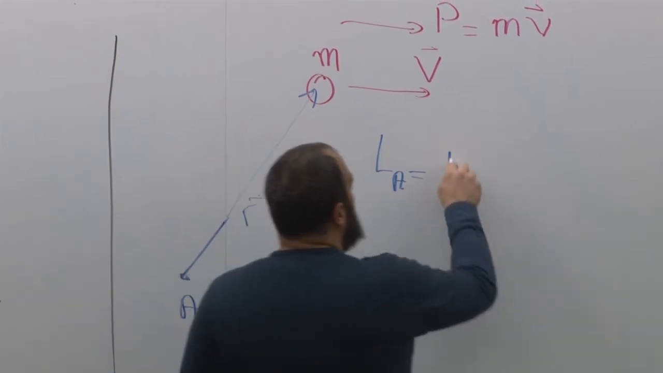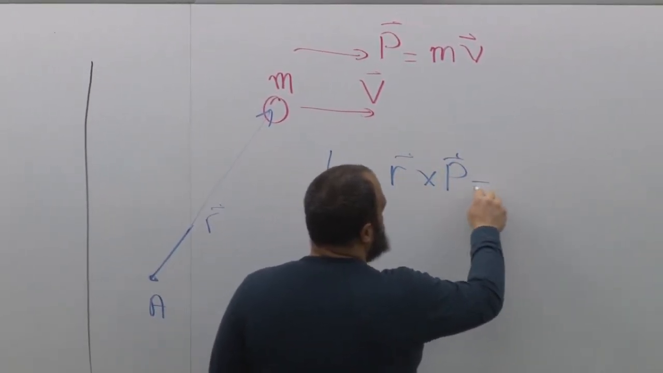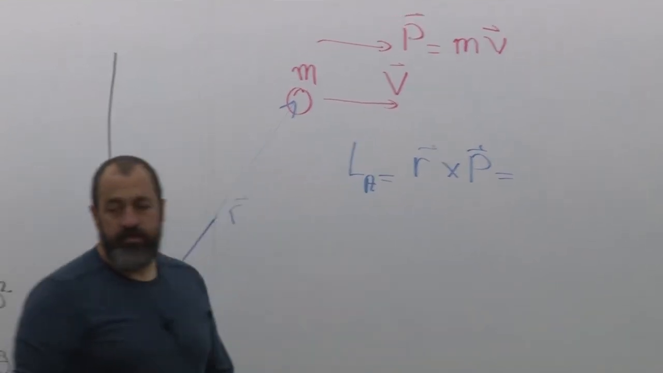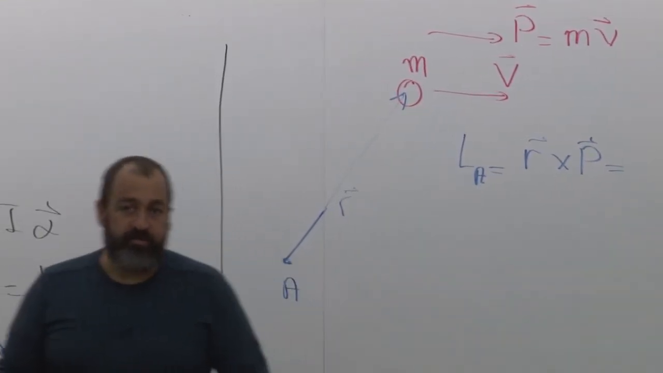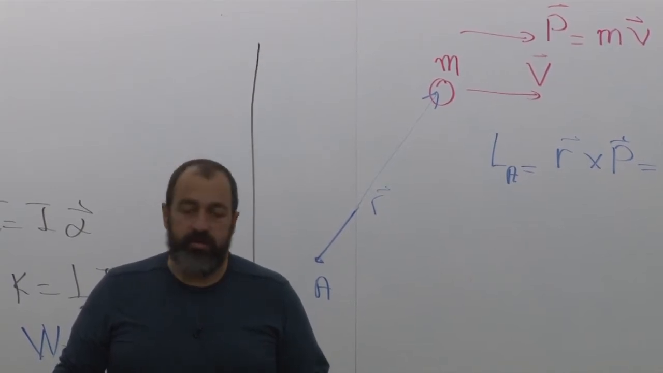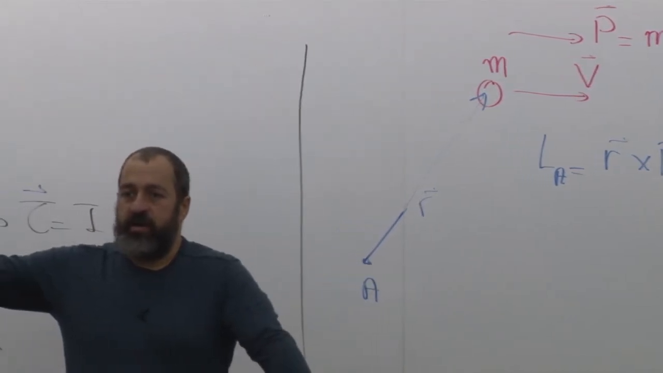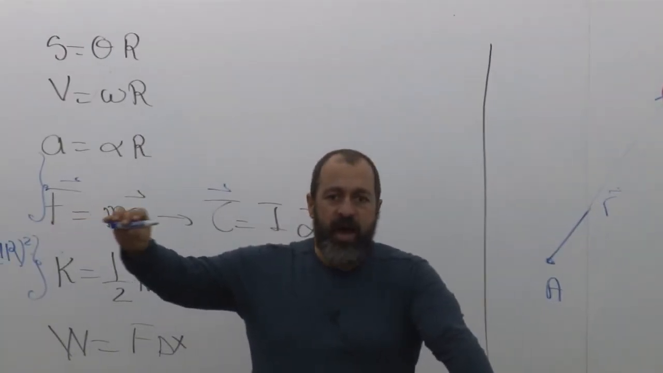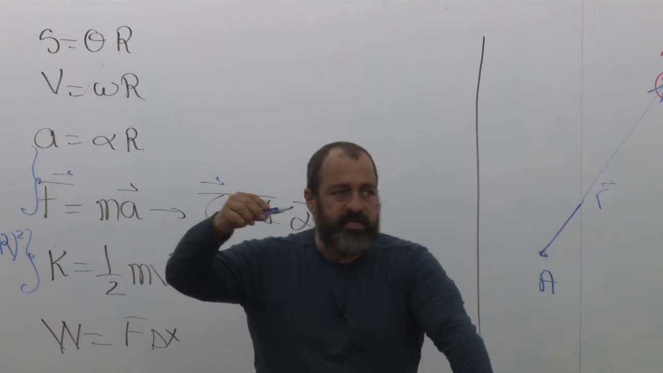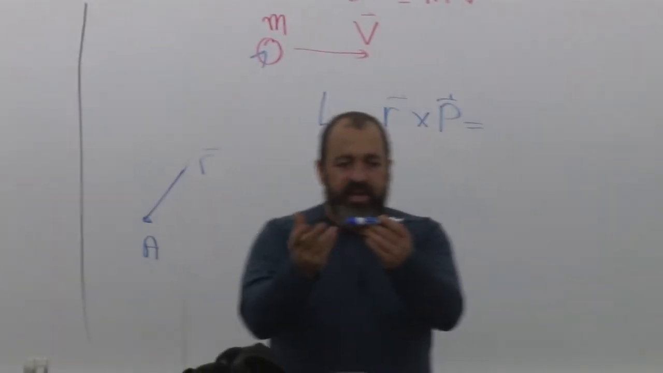It is defined as R cross P. It's a cross product, so R cross MV. So that's the definition. R is the distance between the point. So what does it depend upon, guys? I have an object moving here. Please pay attention now. The object has linear momentum. The linear momentum is given by mv. The mass is not going to change.